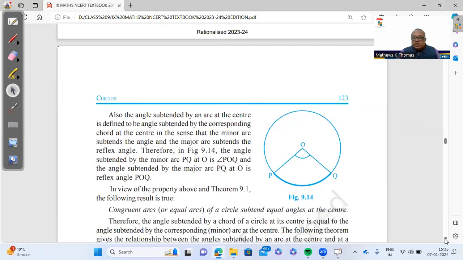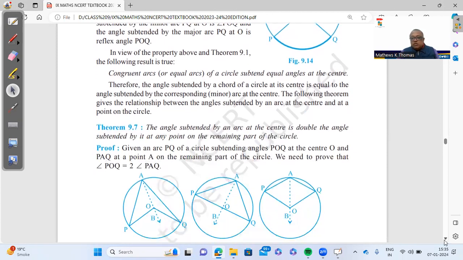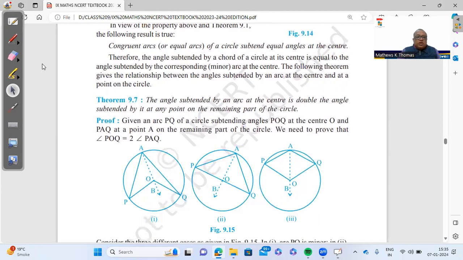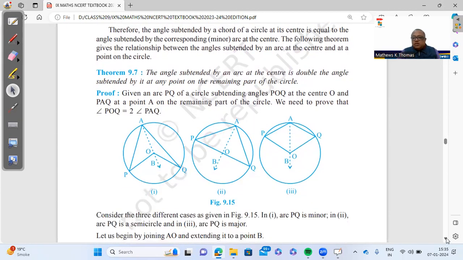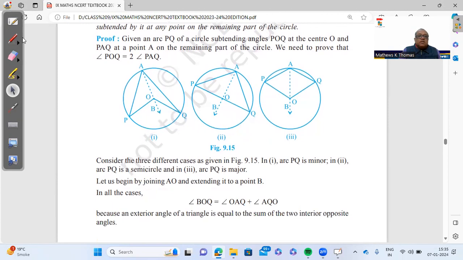So if you look at this diagram here, PQ is an arc and this is the angle made by PQ at the center. And this is the theorem, a very, very important theorem. Angle subtended by an arc at the center is double the angle subtended by it at any point on the remaining part of the circle. This theorem is very, very important, right?